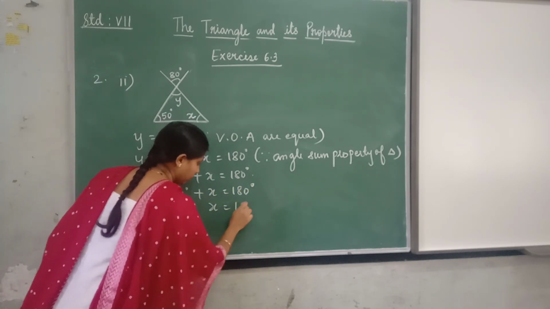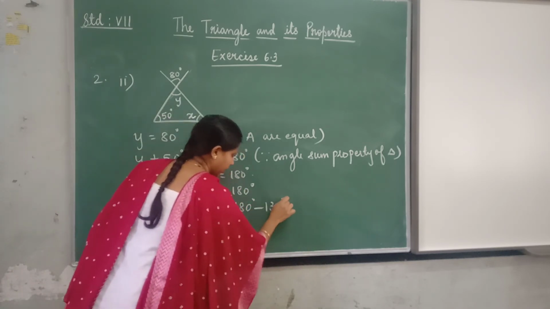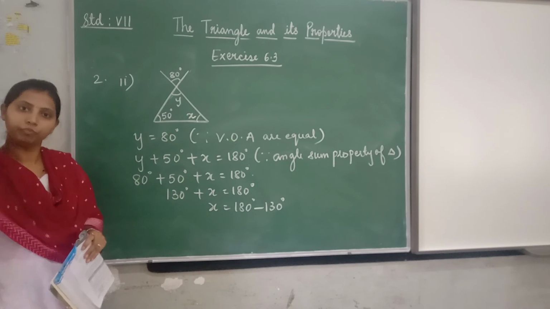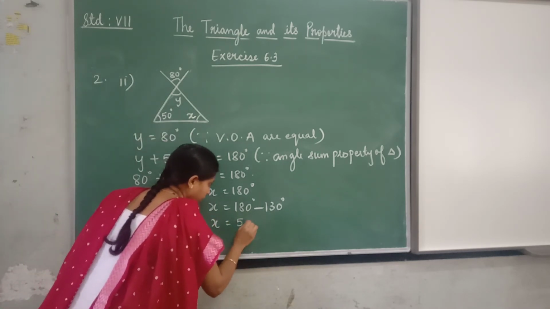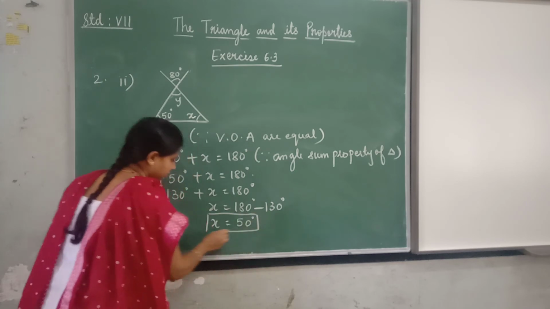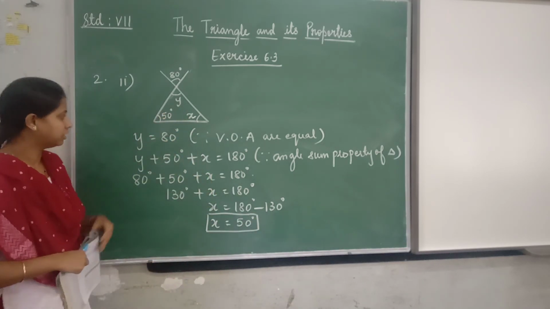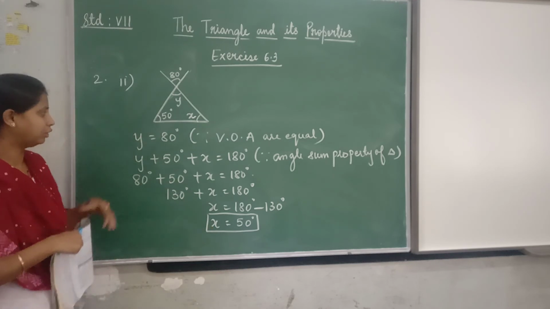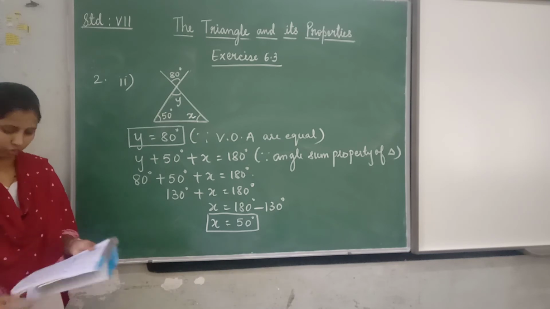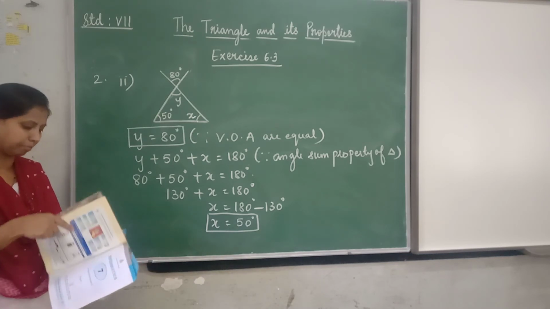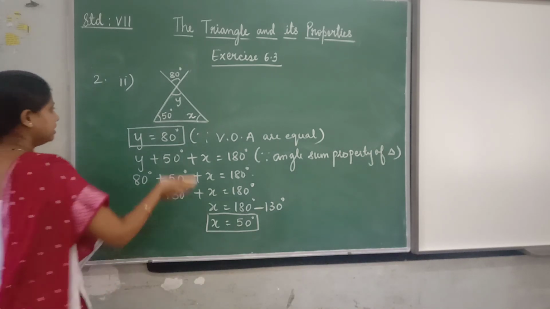So x will be equal to 180 degrees minus 130 degrees. If 130 degrees changes side, it will become minus 130 degrees. Okay, so x is equal to 50 degrees. So the value of x is 50. Okay children, in this way we have found the value of both the unknowns x and y. Let's see one more example, and the remaining sums you can do by yourself following the same steps.